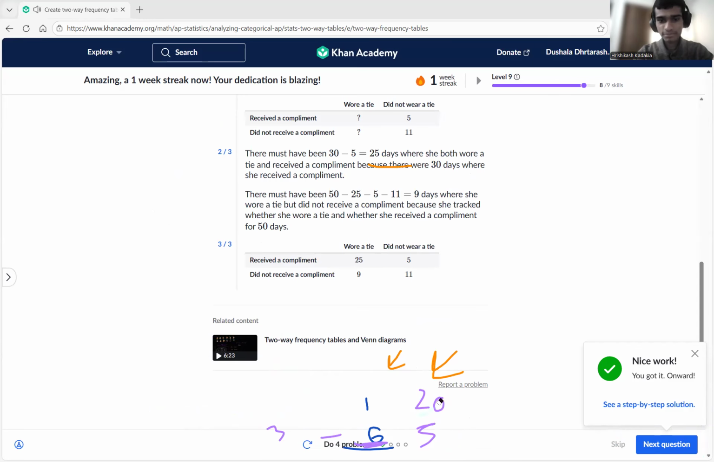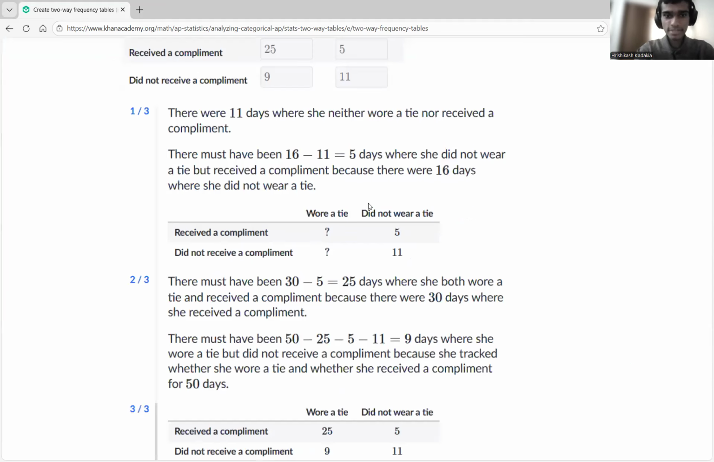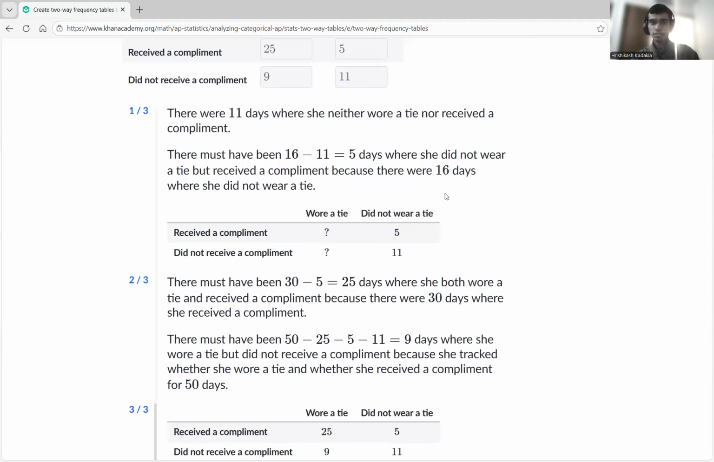Let's check this out here actually. So come and just kind of study this up here and see, close up, what do they mean here? So basically now they say there are 11 days where she did not wear a tie or receive a compliment. There must have been 16 minus 11, because this way we can figure this out. Because we do know that 16 days she did not wear a tie, the same thing they did here, okay? Two-way frequency tables. They just figured out that she received a compliment and she did not wear a tie was 5 days.